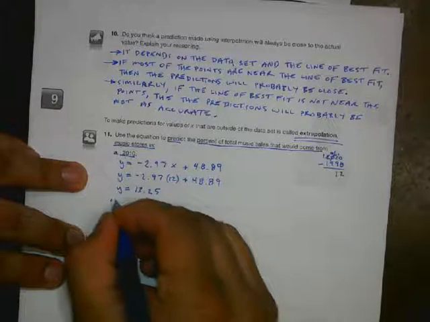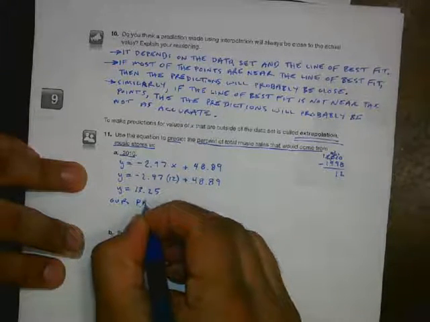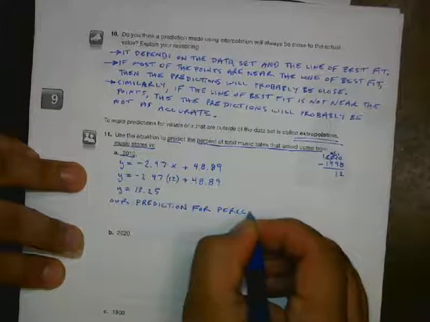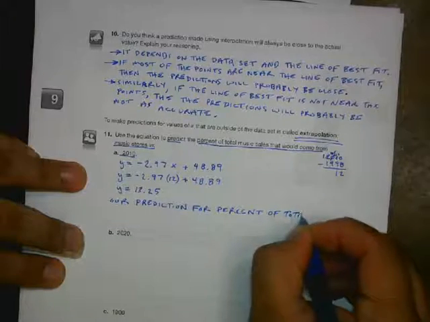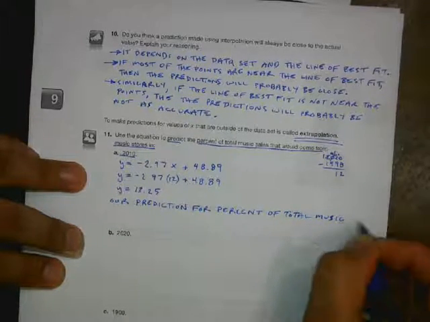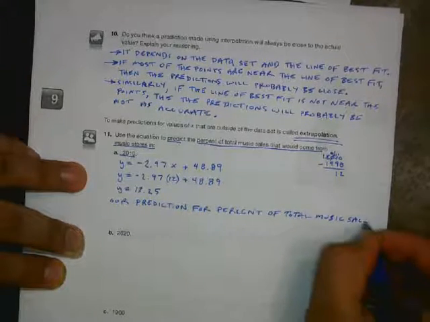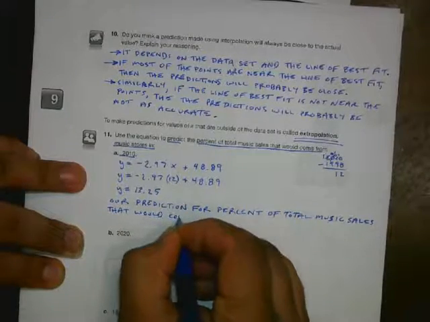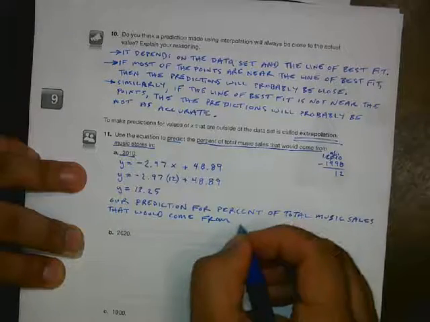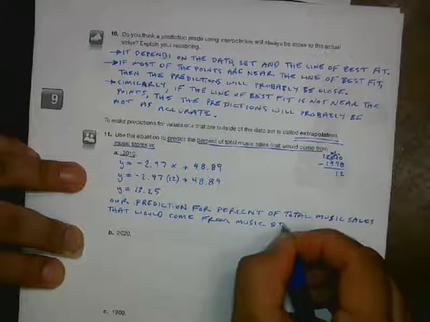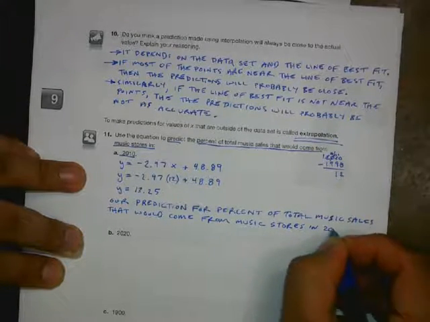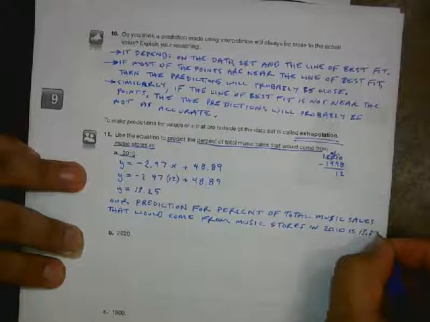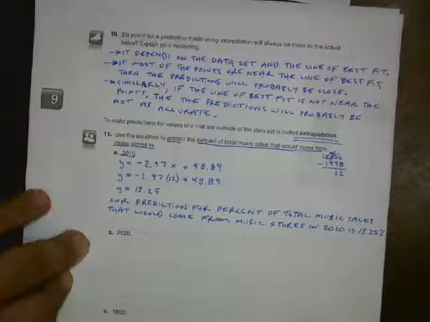So we could say our prediction for percent of total music sales that would come from music stores in 2010 is 13.25%. And we'll put a little period after that.